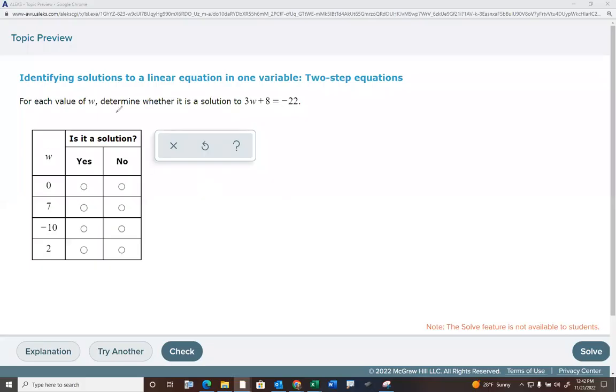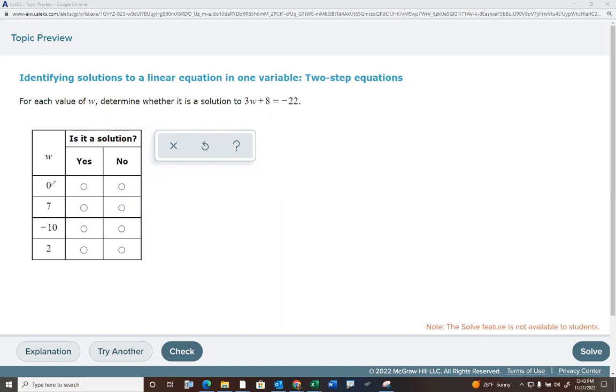Okay, for each value of the variable, determine whether it is a solution to the equation or not. Well, we could solve this, but we haven't learned how to do it. Some of you might remember from years gone by, you would subtract 8, then you would divide by 3, but we'll get negative 10 for the answer. Oh, whoops, let the cat out of the bag. Okay, so is it a solution?